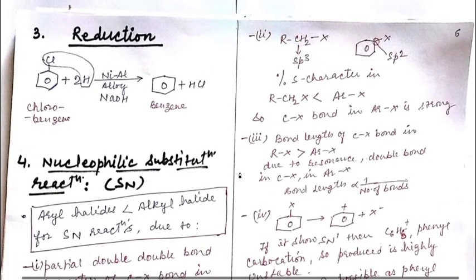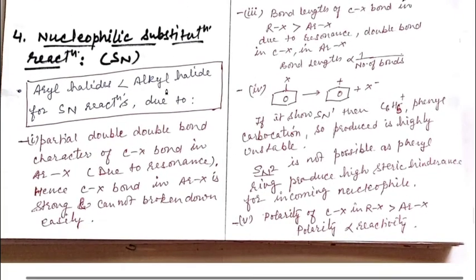Third category of reaction is reduction reactions. When alkyl halides are treated with nickel aluminum alloy in presence of sodium hydroxide, then reduction takes place. HCl get removed and 1H is substituted here and we get benzene. Okay. Now last category is nucleophilic substitution reactions.